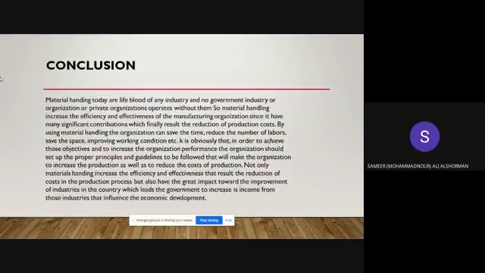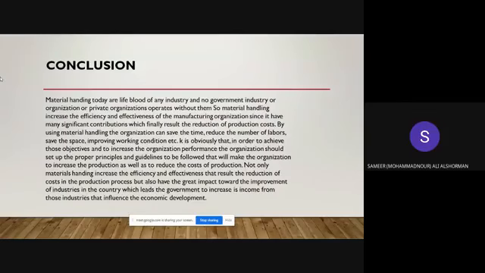Conclusion: material handling today is the lifeblood of industry, and no government, industry, or private organization operates without it. Material handling increases the efficiency and effectiveness of manufacturing organizations, since it has made significant contributions which finally result in the reduction of product cost. By using material handling, the organization can save time, reduce the number of laborers, save space, improve working conditions, etc.